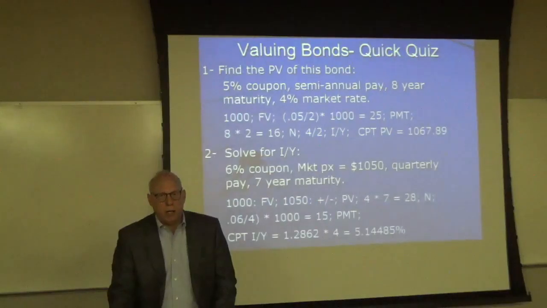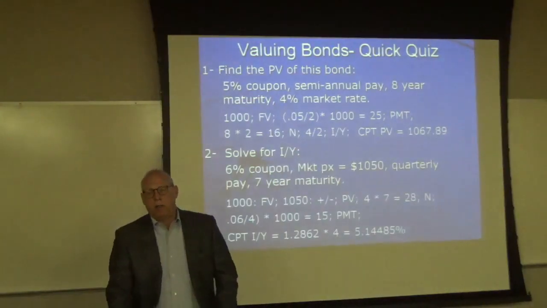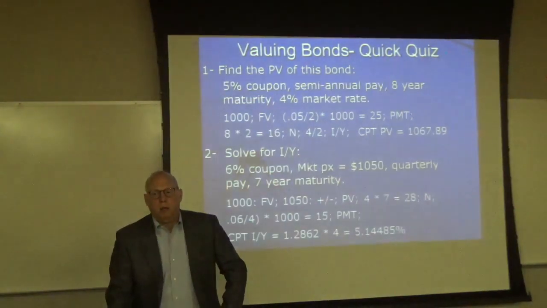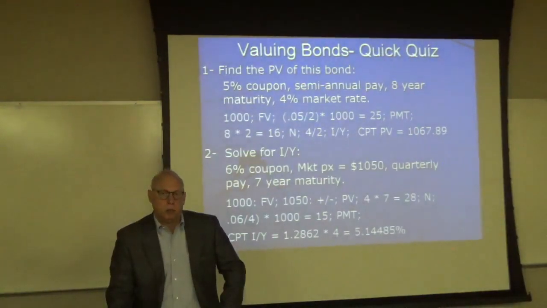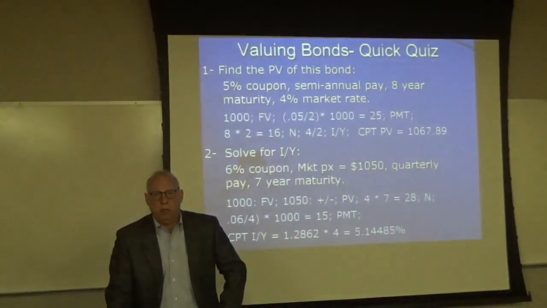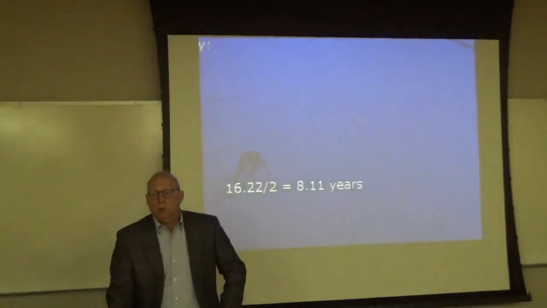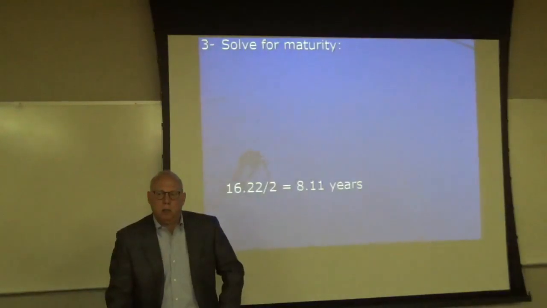Compute IY, and we're going to get a quarterly IY of 1.2862%. Multiply that by 4, and our IY is 5.14485%, which is below the 6% coupon. I told you that would be the case. Woo! See, I'm missing a little animation there.